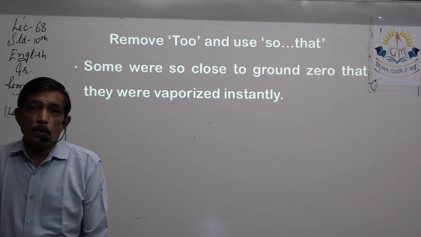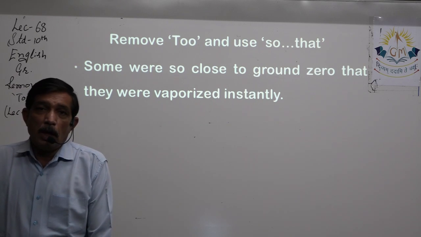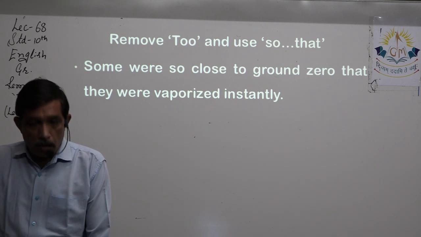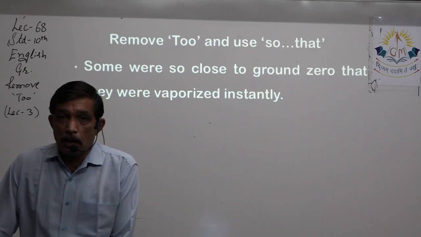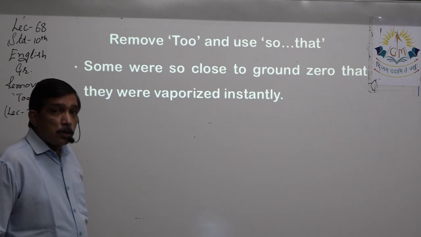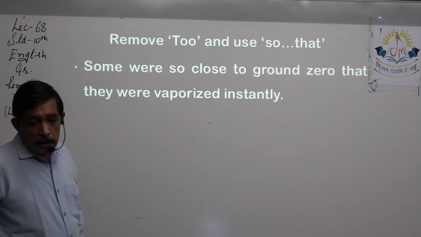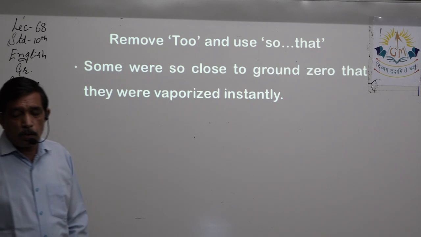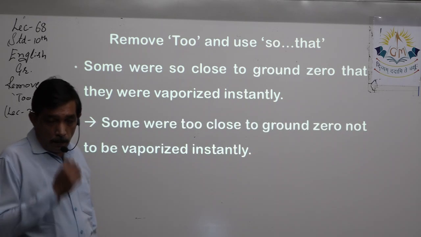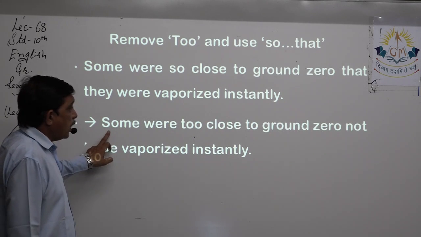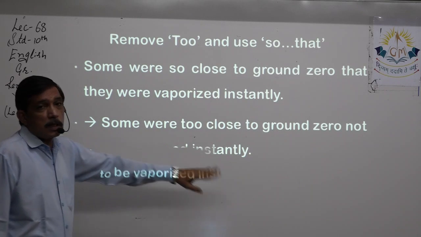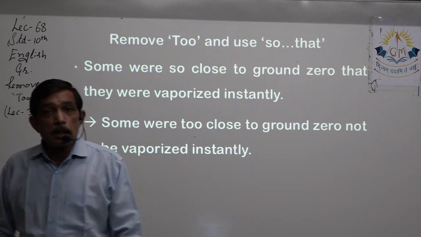So we have to use those words with "to", but then we have to use negation also, because negation is not used in the question. It has "so" and "that" without negation. So when we use "to", remove "so that" and insert "to", we have to use negation. Some were too close to ground zero not to be vaporized instantly. That means they got vaporized instantly.